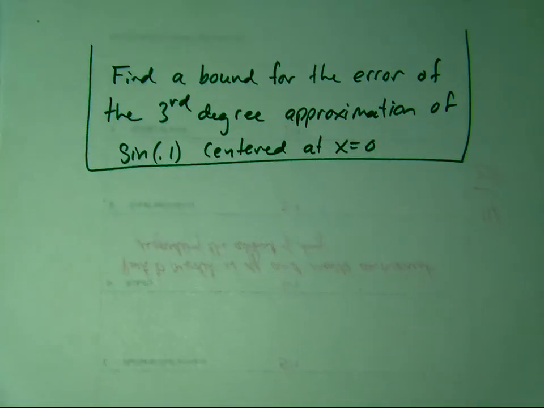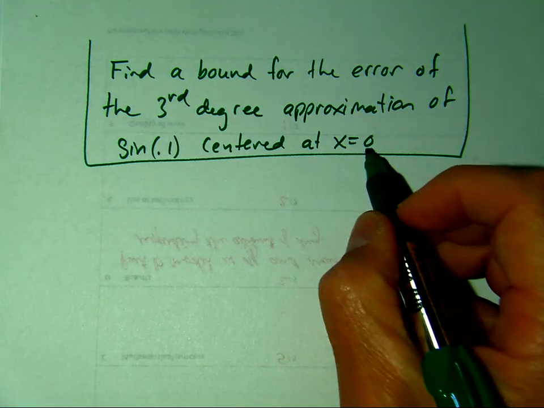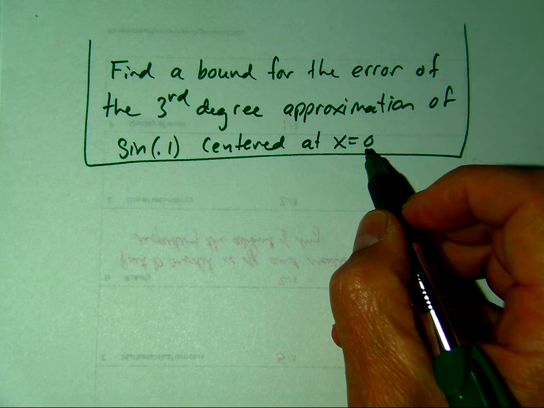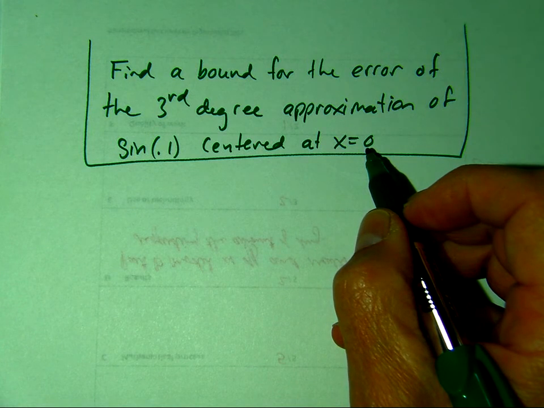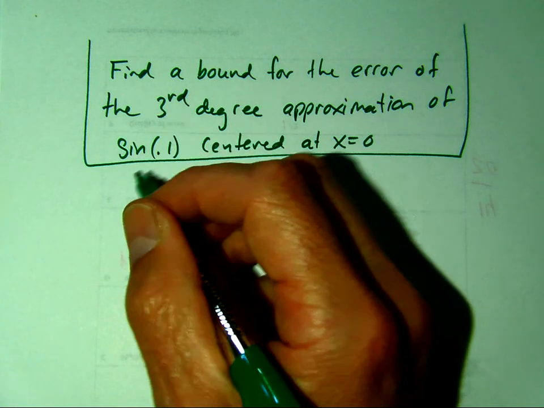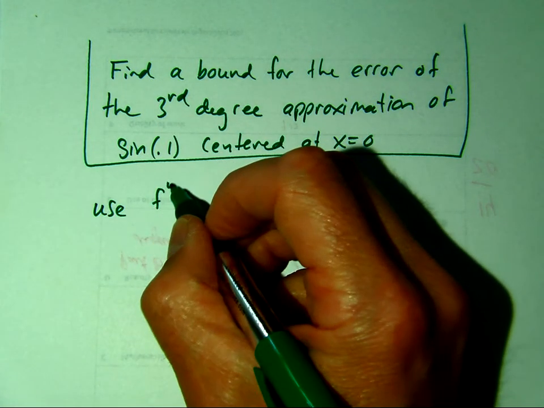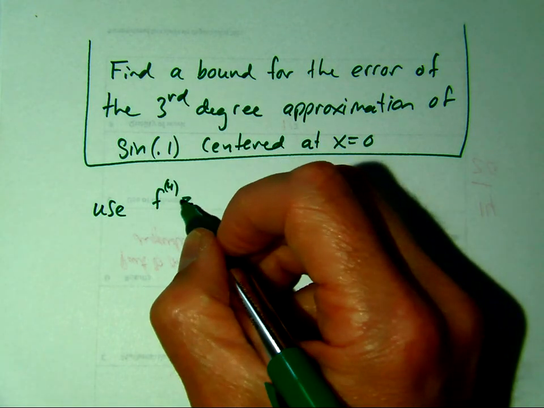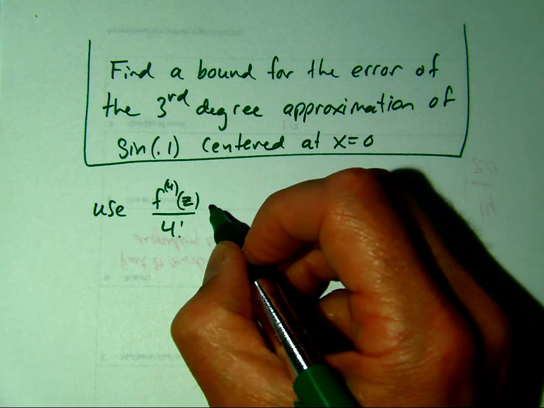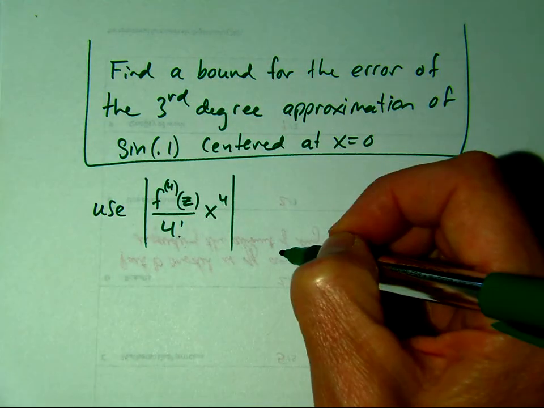All right. So if it's centered at 0, that's a Maclaurin polynomial. We just need to bound the error, so we're not going to make the polynomial. We just have to go to the fourth term. That's the fourth derivative at some number, and here we're going to have x to the fourth, and that's the error of a third degree polynomial.